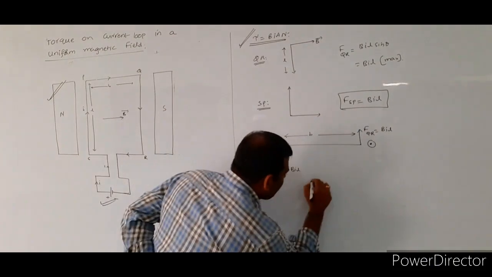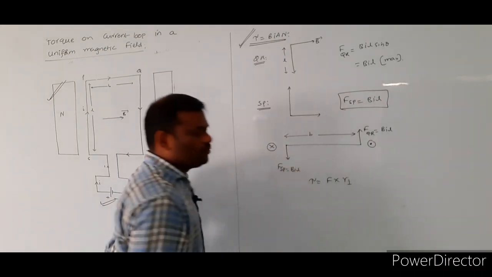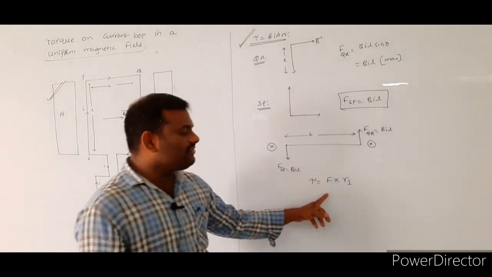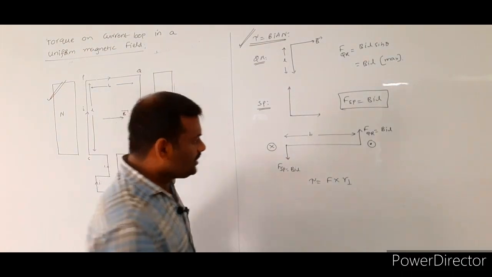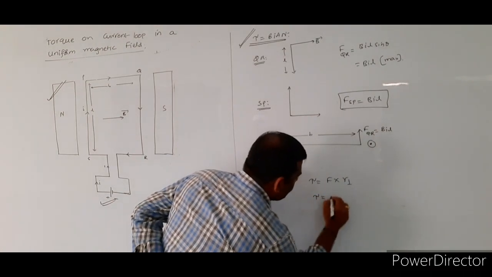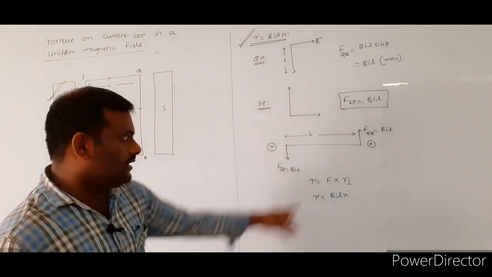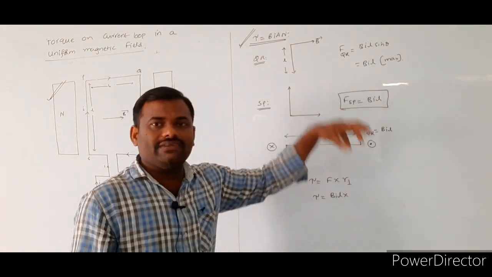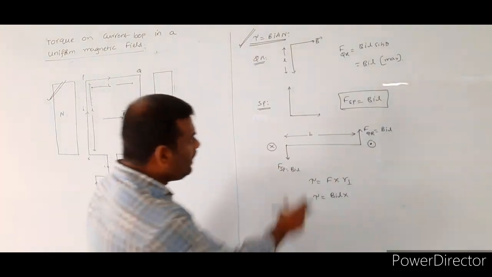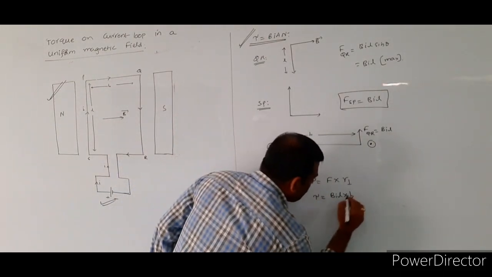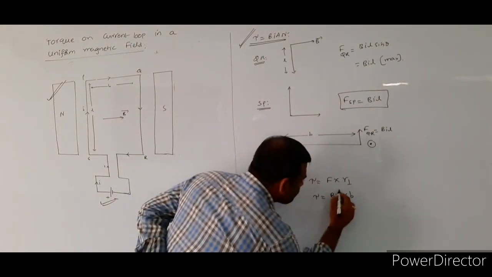Now, how can we define the torque? Torque is equal to the magnitude of the force into the perpendicular distance of separation. Here the magnitude of the force is BIl. Both the conductors experience the same amount of force. Force is equal to BIl, and the perpendicular distance of separation is equal to the breadth.